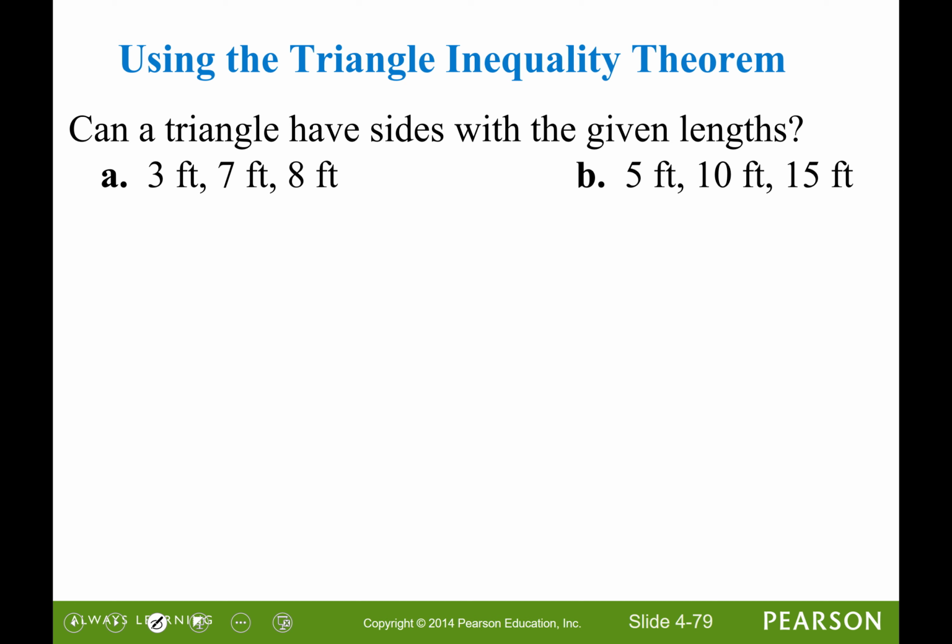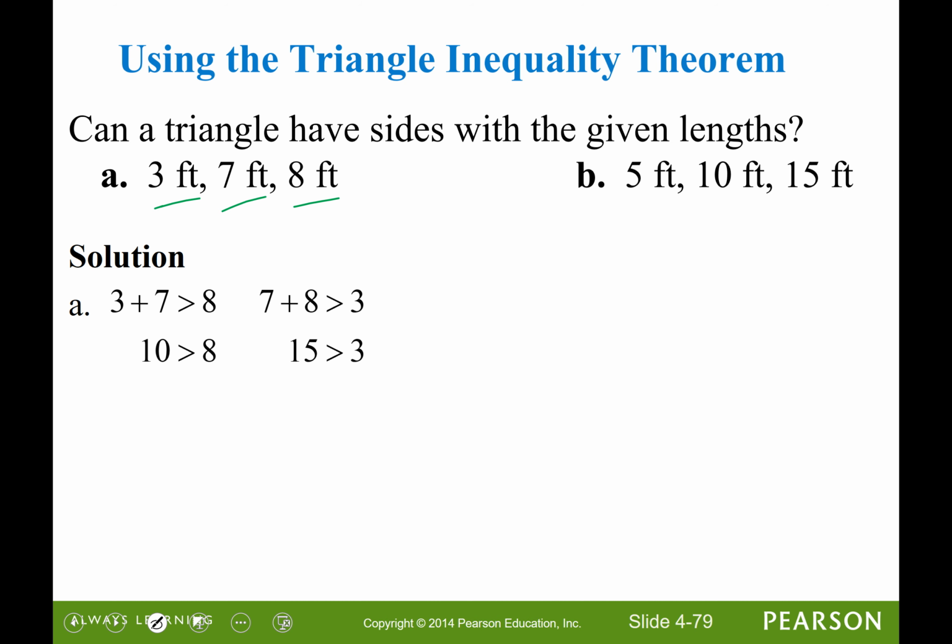All right, so let's use that fact to check if a triangle can have sides with the given lengths. So we've got 3, 7, and 8. None of those seem unreasonably long, but let's just check real quick. 3 plus 7 is greater than 8. 7 plus 8 is greater than 3. And 8 plus 3 is greater than 7. So we're good there. That's fine.